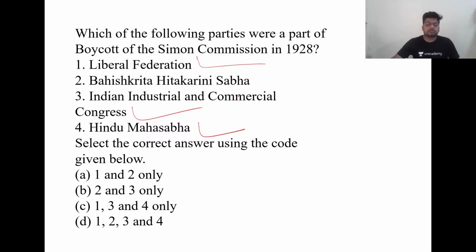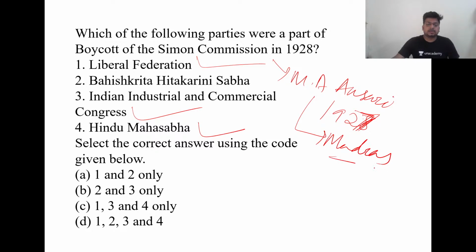The Congress passed a resolution to boycott it. M.A. Ansari was the president of the 1927 Congress session. Remember, M.A. Ansari was the president. It was basically in Madras, the Congress session in Madras, 1927.